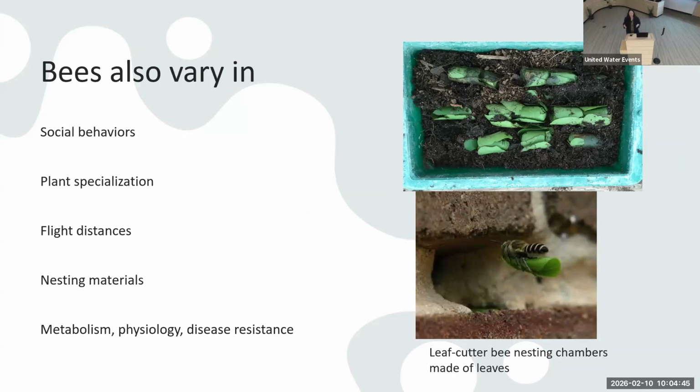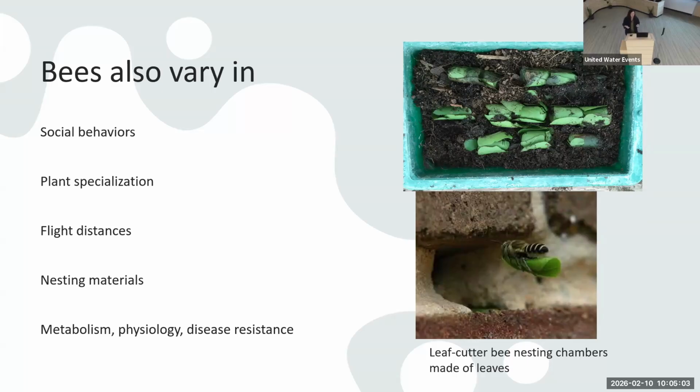There's a lot of variation in how bees behave. Honeybees are highly social in these huge, huge colonies with 50,000 individuals. Bumblebees maybe have 13 to 200 individuals in a colony. And most other bees are solitary or they're semi-solitary. They live in really small groups.